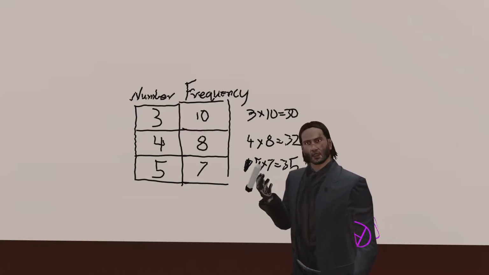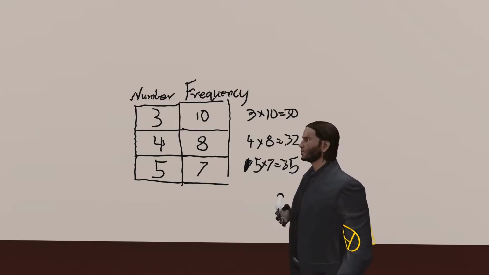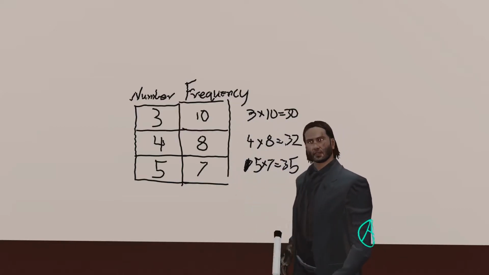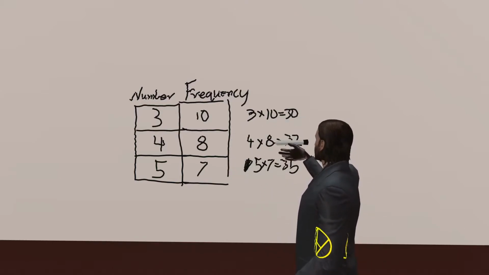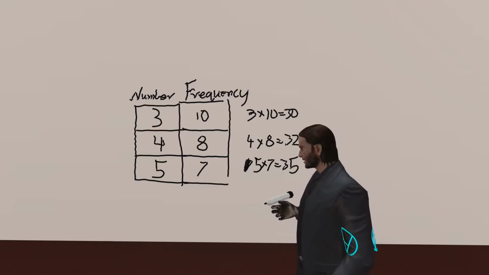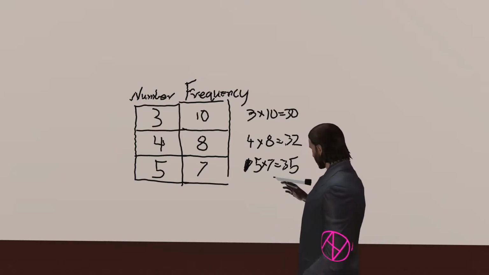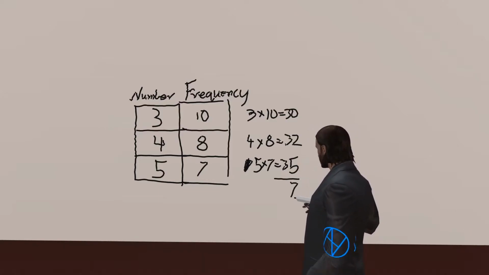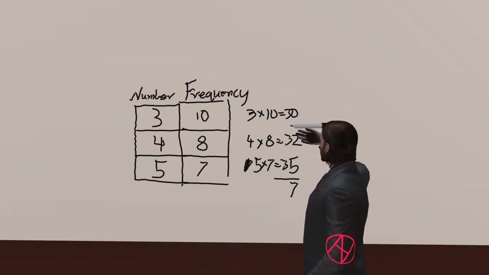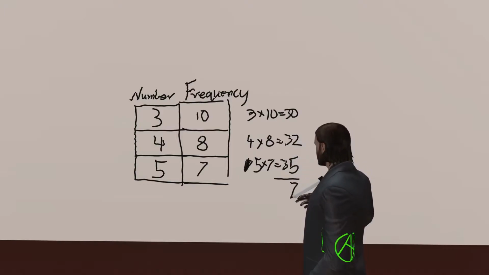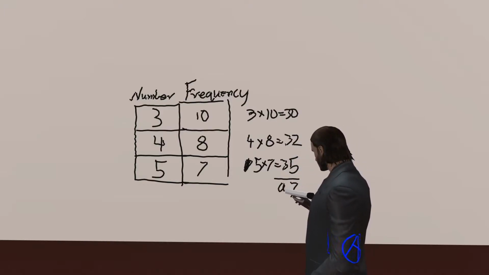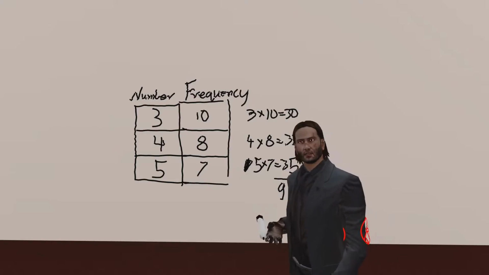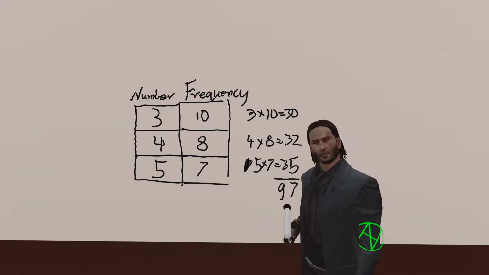Now, when we are working out the mean, we need to know how many numbers there are and how much they add up to. So what we can do now is add all these numbers up. So here we have 7, and here we have 3, 6, 9. So all of these numbers add up to 97.